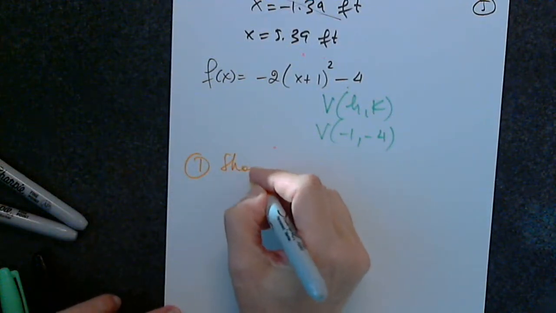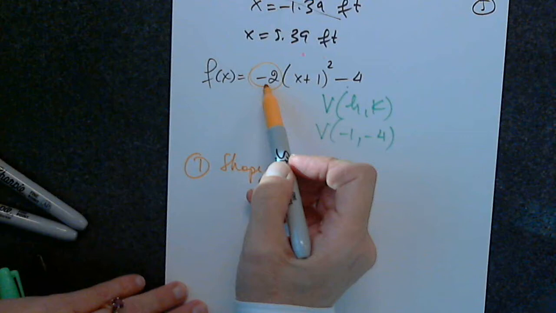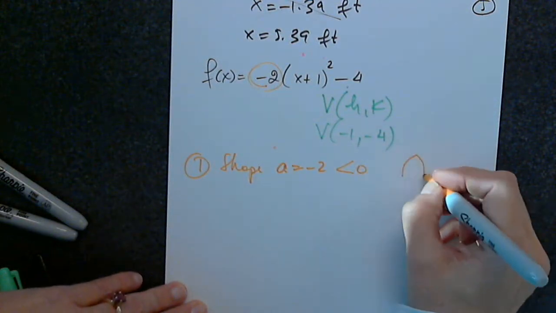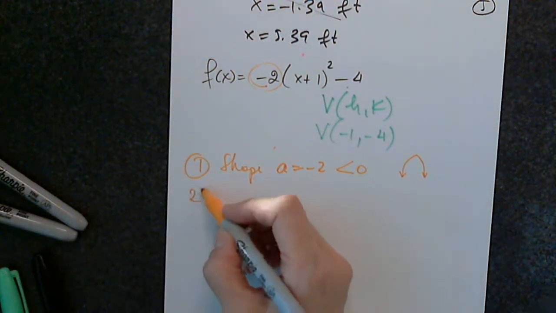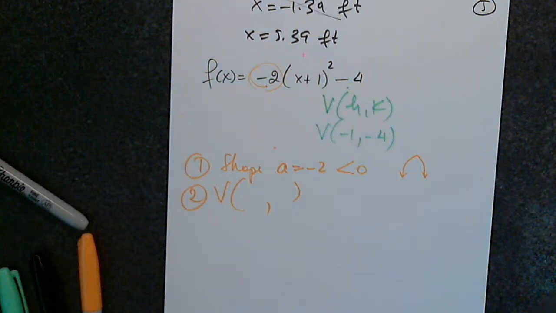Shape. Max or min? Right, because of the leading coefficient. A equals negative 2 is less than 0, so the quadratic function, or the parabola, has a maximum. Very good. Number 2, the vertex: there is no effort because the square is completed. I know how to graph this, and I know how to find the vertex with no effort. No calculations are needed.